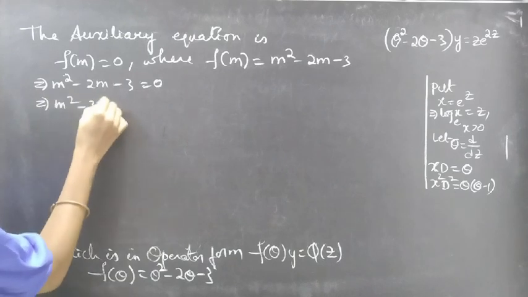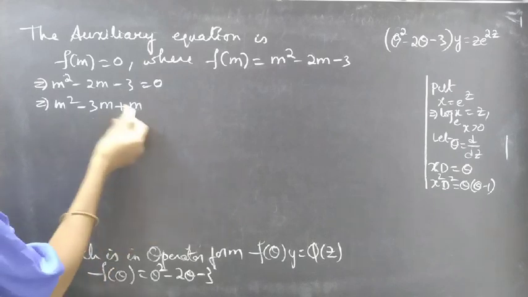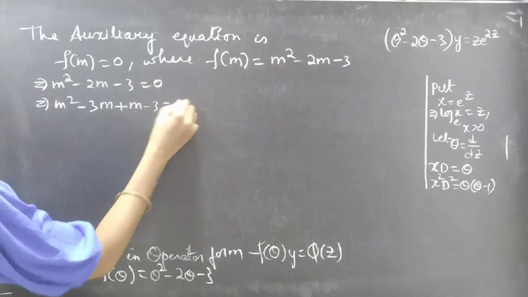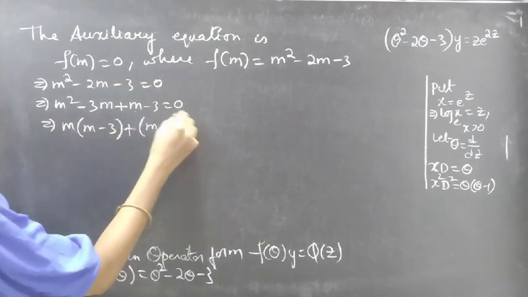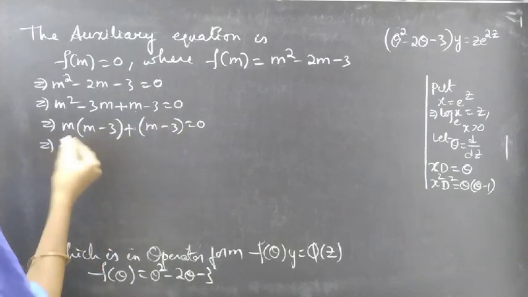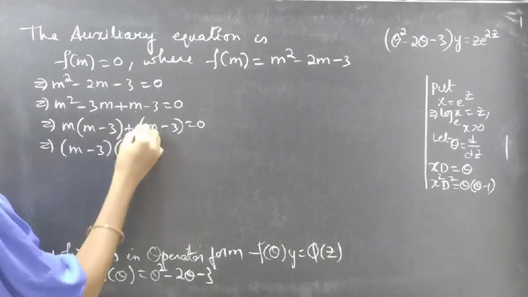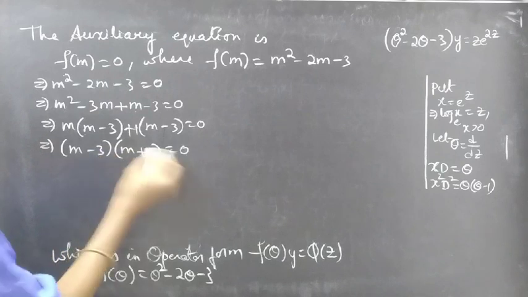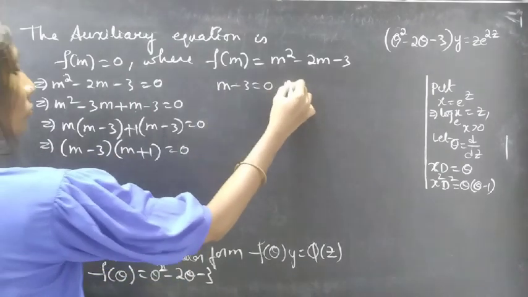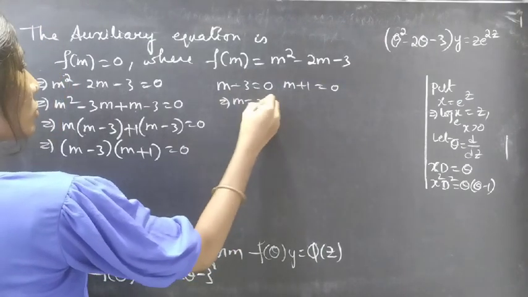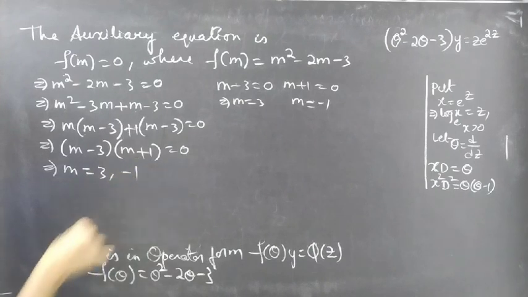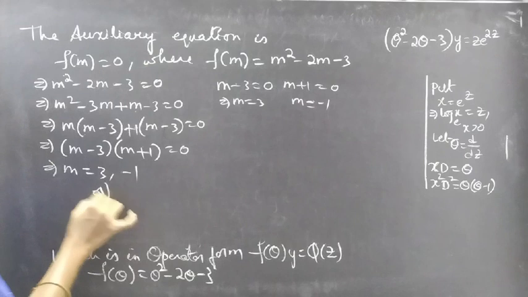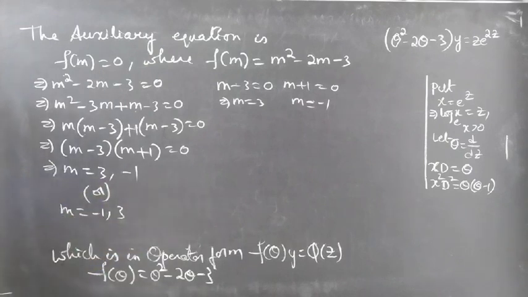Let's write −2m as −3m + m, right? −3m + m is −2m, minus 3 equals 0. Now take m common from the first two terms, you'll get m(m − 3) plus the next two terms remain the same. Now we have a −3 in both terms, so let's take (m − 3) common from the two terms, we'll get (m − 3)(m + 1). Now equate each factor to 0. From m − 3 = 0, we get m = 3. From m + 1 = 0, we get m = −1. Then m = 3 and −1 are the roots of our auxiliary equation.